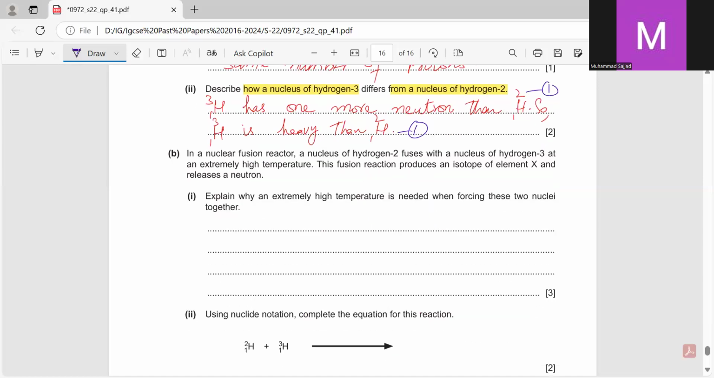Now in a nuclear fusion reactor, a nucleus of hydrogen 2 fuses with a nucleus of hydrogen 3 at an extremely high temperature. This fusion reaction produces an isotope of element X and releases a neutron. Explain why an extremely high temperature is needed when forcing these two nuclei together.